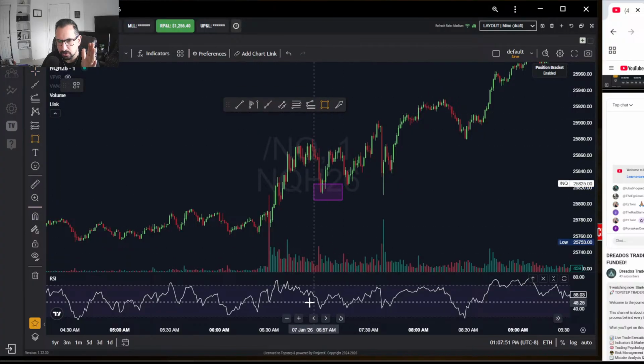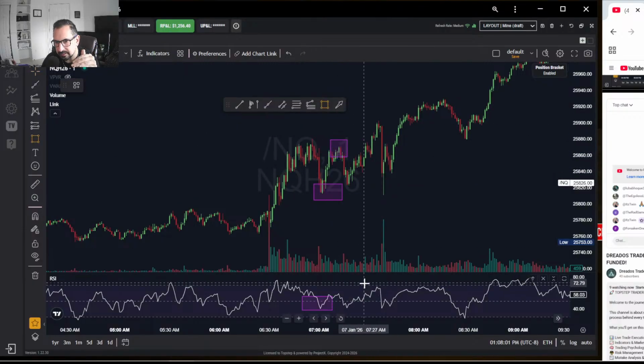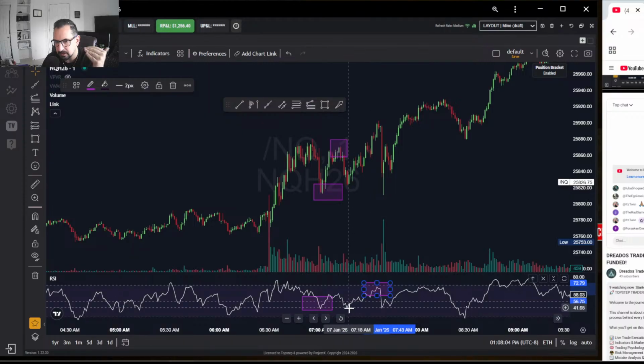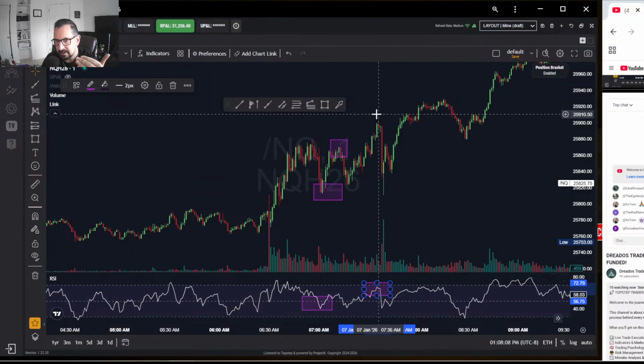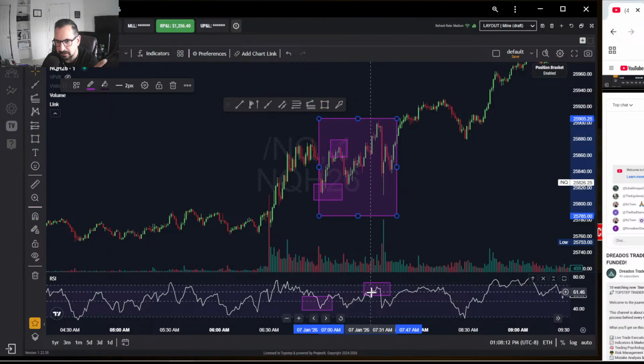Okay, and then this shows a pullback. But then we have a move up. So it shows strength here on this move up. Then we have a break of that high, and it moves up even more. And then this validates that, right? Because it's the strength in the market. This is buy and sell strength. So this move is validated by RSI because RSI is basically saying, yes, the price is moving up, buyer's strength is moving up. This is valid.